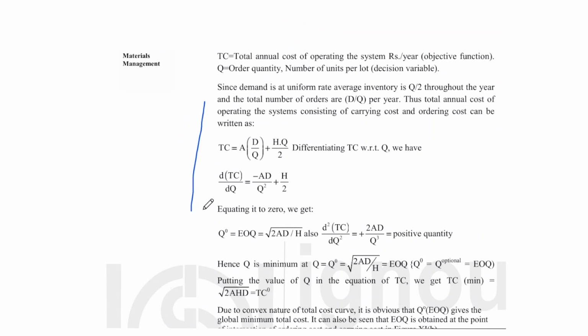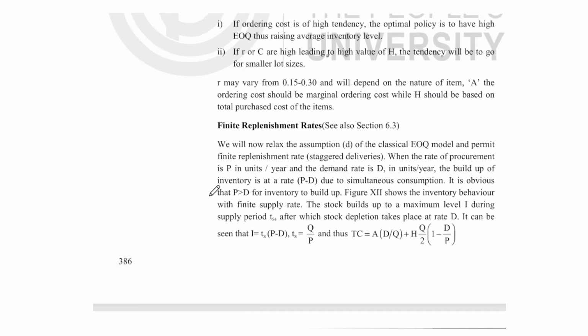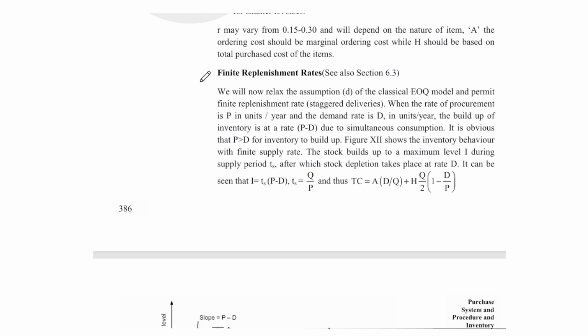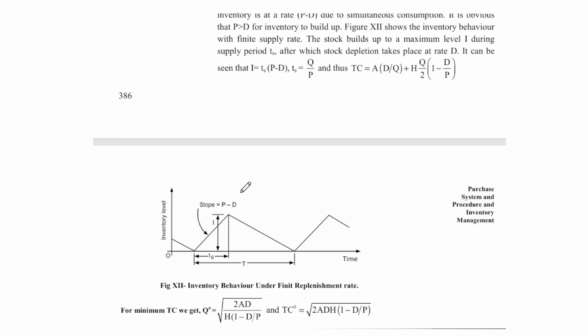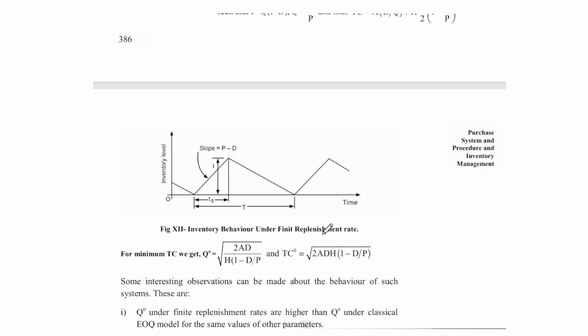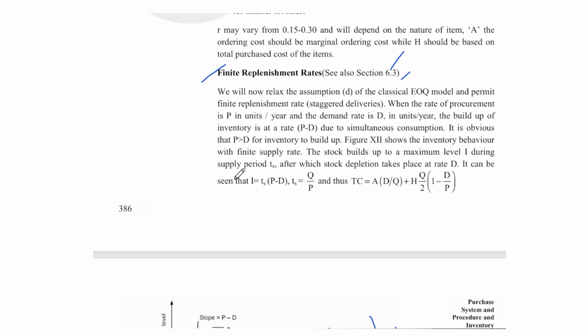Please go through your study material, MMPC 009, Unit 12. Okay, so here is the finite replenishment rate, section 6.3. Also please refer to it parallelly, and you will get an idea. Inventory behavior under the finite replenishment rate is here, so please refer to this figure. Here is the inventory level.